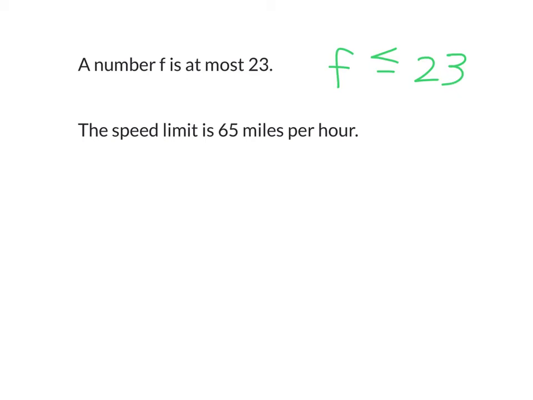The speed limit is 65 miles per hour. And let's just call the speed limit S. The speed limit is 65 miles per hour. That means you can go 65 miles per hour, or you can go less than 65 miles per hour, but you can't go higher than 65 miles per hour.